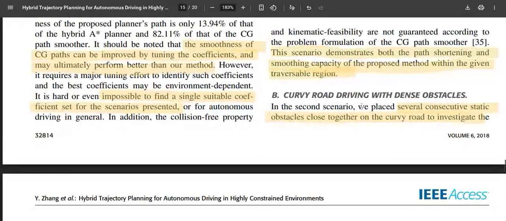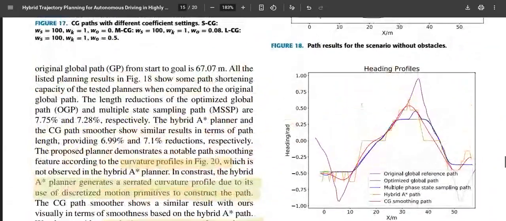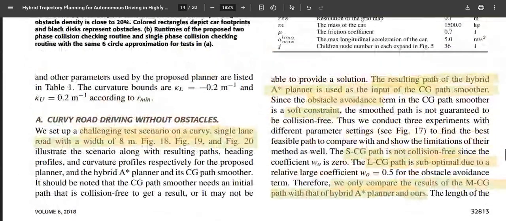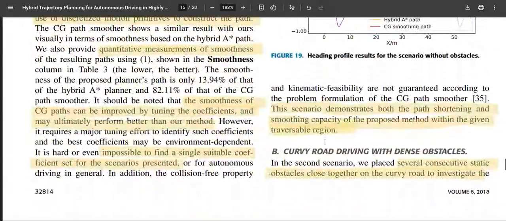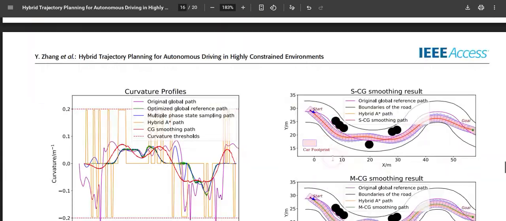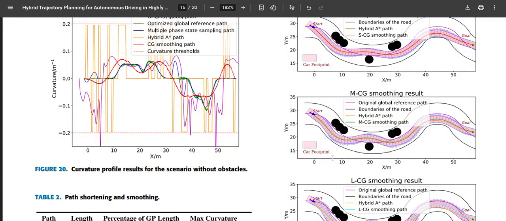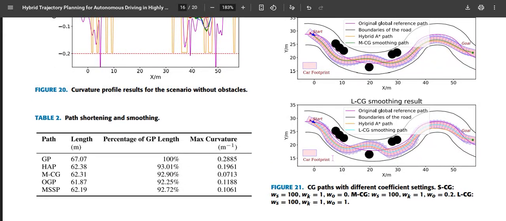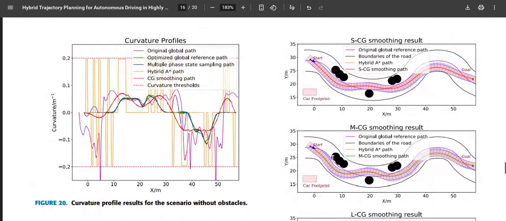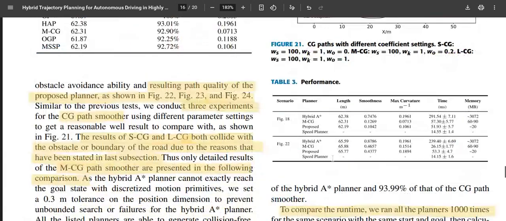The first test case was a very curvy road without obstacles, and they claim that the shortest path developed from this algorithm is much better compared to the hybrid A star and the MCG method. The second test was on a very curvy road with dense obstacles, but they are static. In this also they claim that the shortest path, and the computational efficiency in terms of time, seem to be much better than the LCG, MCG, and SCG methods and the hybrid A star.